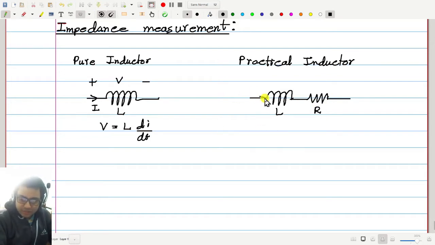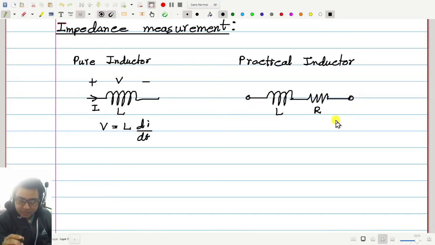Only for an air core inductor, this resistance is the copper resistance only. Otherwise, this may also include, or model in principle, the hysteresis and eddy current loss.